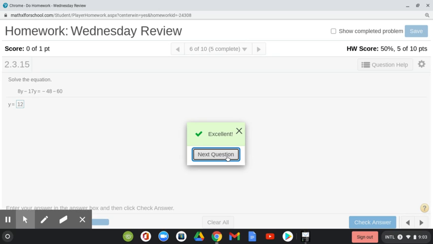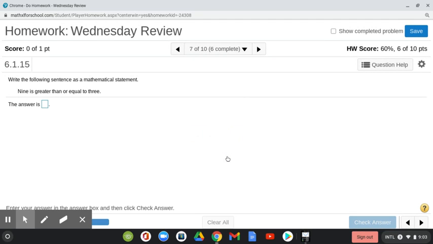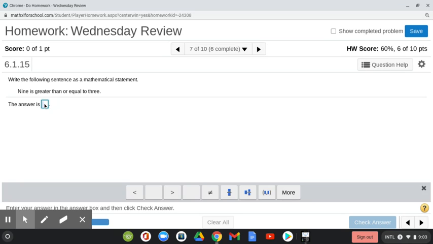And you can verify that with a calculator if you want. Okay, write the following sentence as a mathematical statement. 9 is greater than or equal to 3. So 9 is greater than or equal to 3.